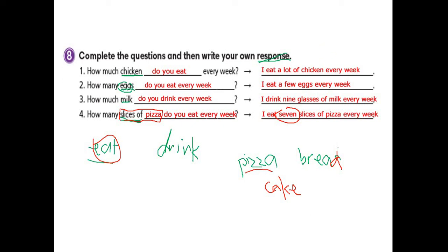So before we end our class, let me give a short wrap up of what we discussed today. Today we discussed count and non-count nouns, and focused on how many and how much. We will use how many if the food or the noun can be counted. And we will use how much if the food or the noun cannot be counted.